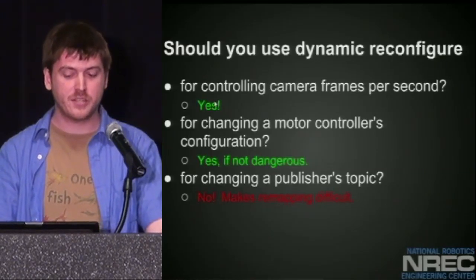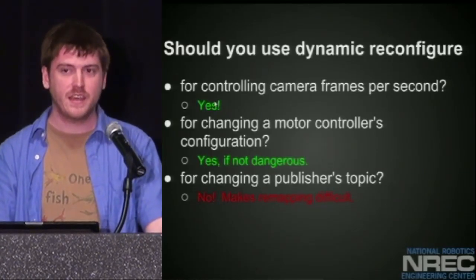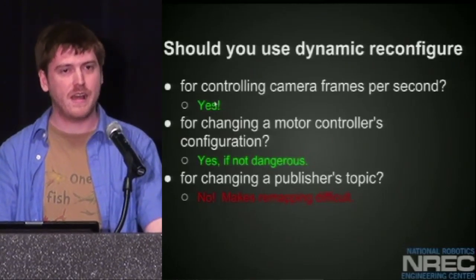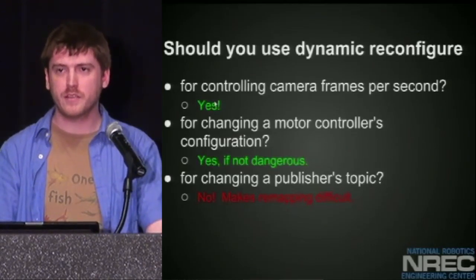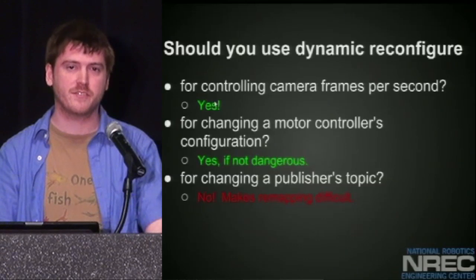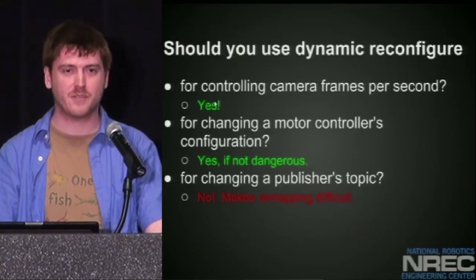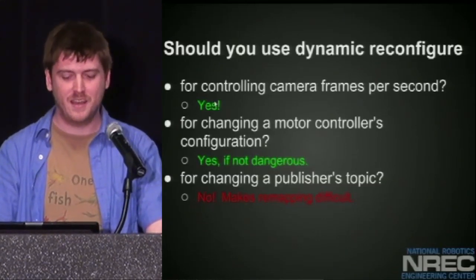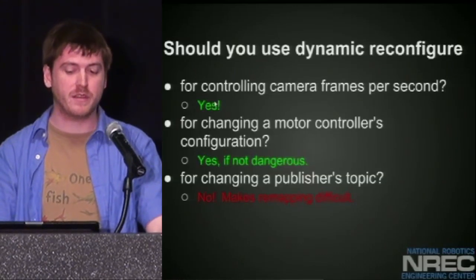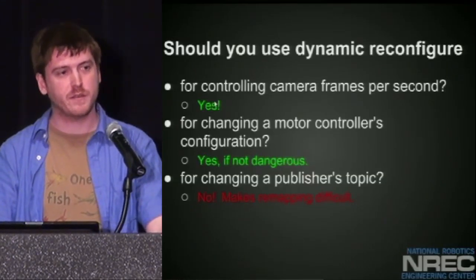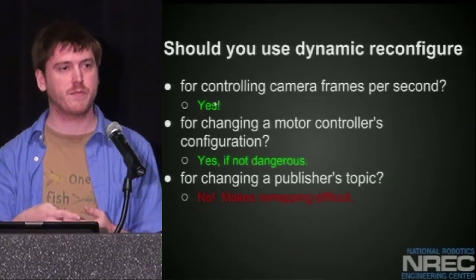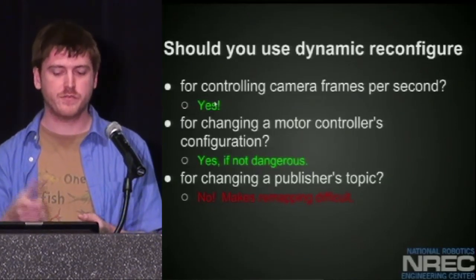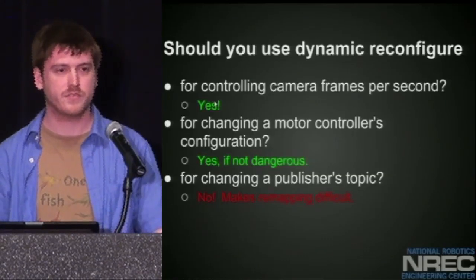And then for changing a motor controller's configuration, this is probably a good idea because it will allow first-time users to quickly iterate through the different permutations that this may or may not support. But you should be aware that that could be dangerous, so hopefully your users have adequate emergency stops. And you should probably not use dynamic reconfigure for changing a publisher's topic on the fly, because that contradicts with the ROS remap of topics, which once you've changed that, it will cause all sorts of issues.